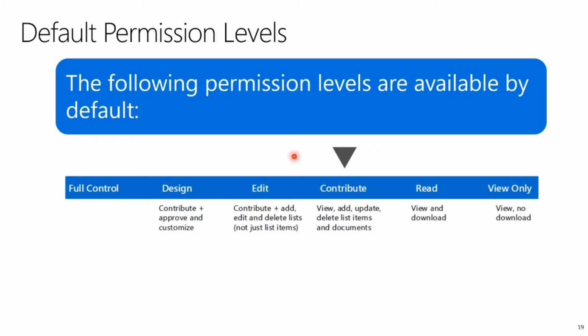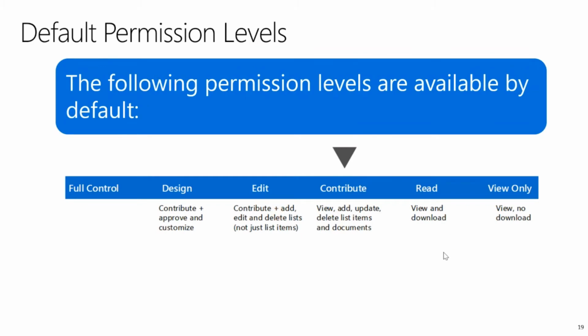The next permission level is edit, very similar to contribute. It does everything that contribute can do. But additionally, it also has permissions for working with lists. So the user would be able to edit the list and even delete it. So it's contributing at list item level and at list level as well. So that's edit. You can think of it as a higher level than contribute.